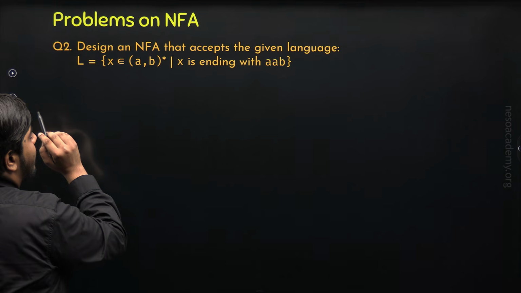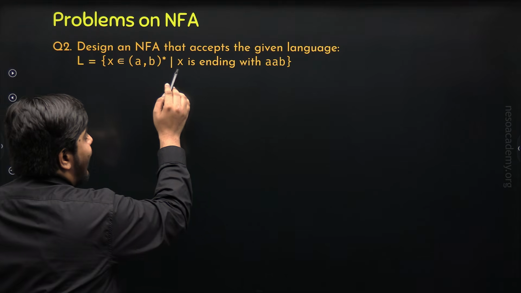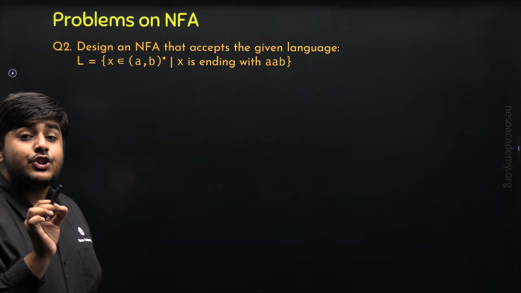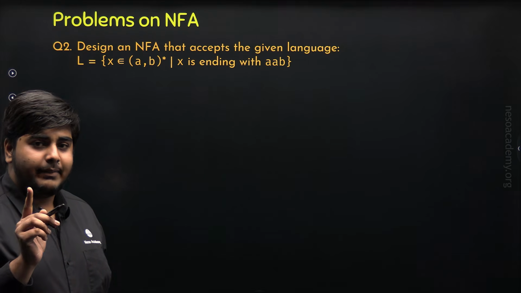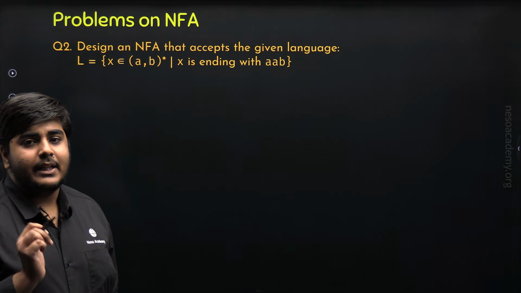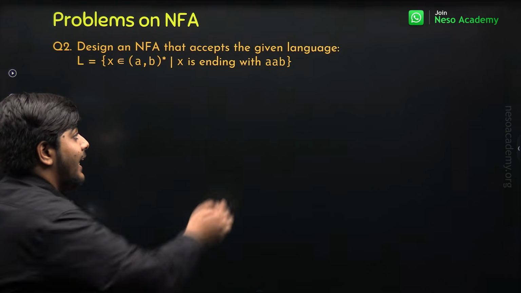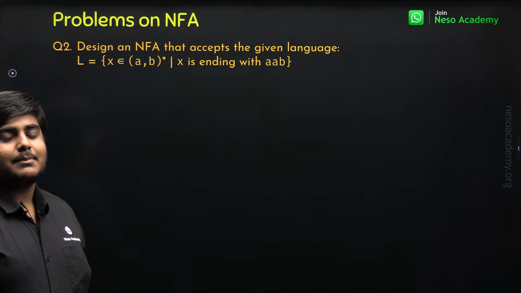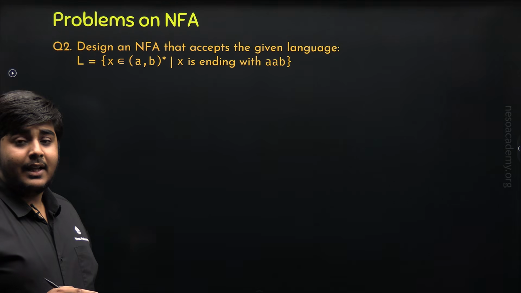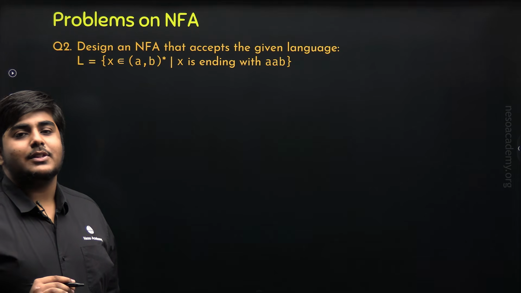So, our language will contain all the strings made up of a's and b's such that x is ending with aab. So, the string x should end with aab. That means our NFA will only accept the strings ending with aab. So what will be the simplest possible string for this problem? aab will be the simplest possible string because aab is made up of a and b and aab is also ending with aab.